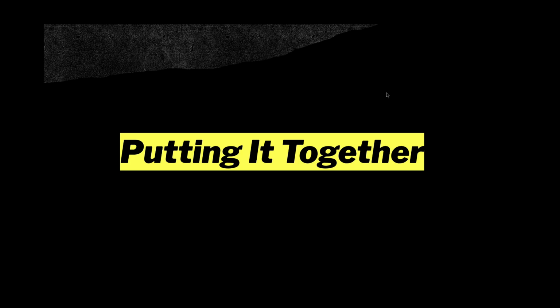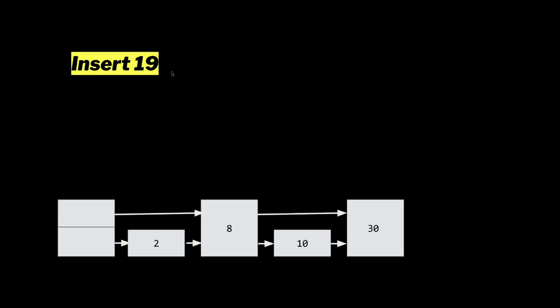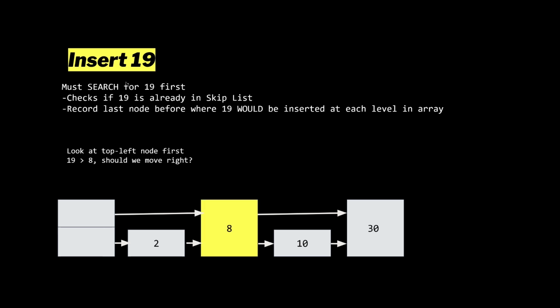So putting it together, I chose to show insert 19 because, of course, insert will call search first, so we can see how both of those work. Here we have a pretty basic skip list with just 4 elements. This is level 1 and this is level 2. Here's the sentinel. So we must search for 19 first.